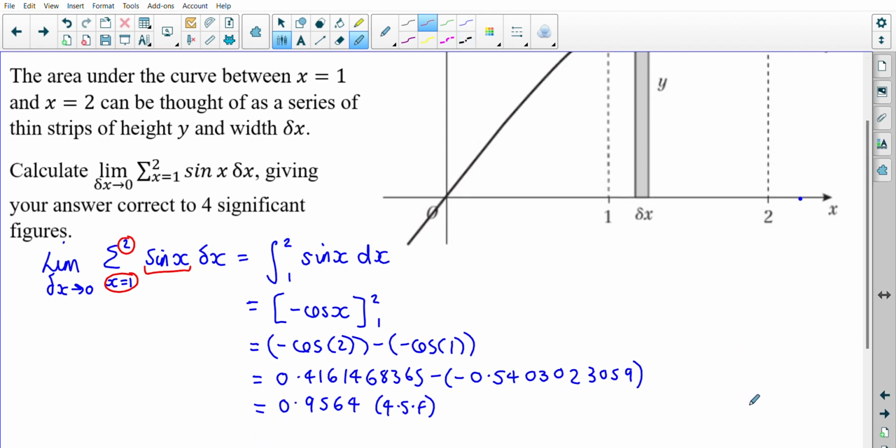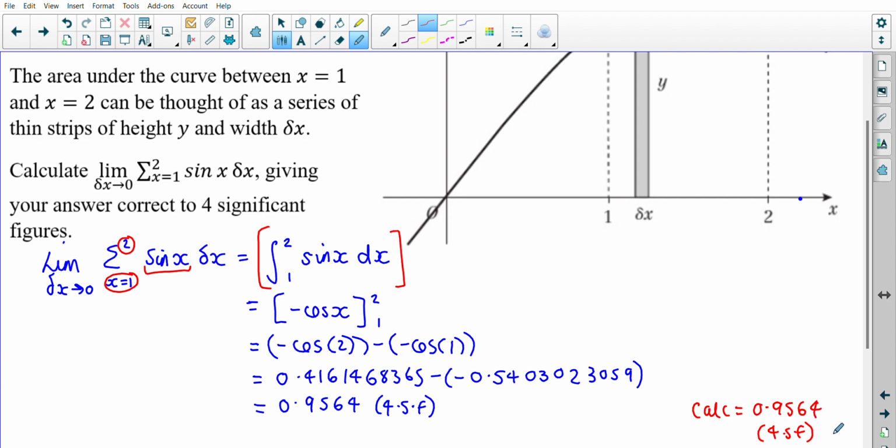so use the integral button, remember that's very helpful. You just type this in as it is. The calculator gives you an answer of 0.9564, also to 4 significant figures. And if you've done trapezium rule, your calculator answer isn't the same as your trapezium rule answer.